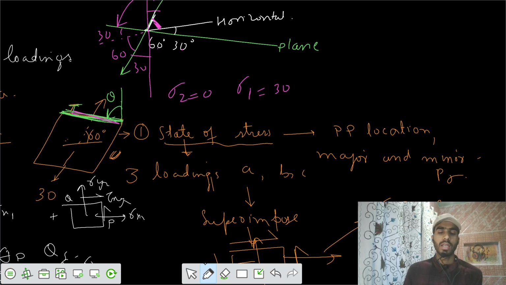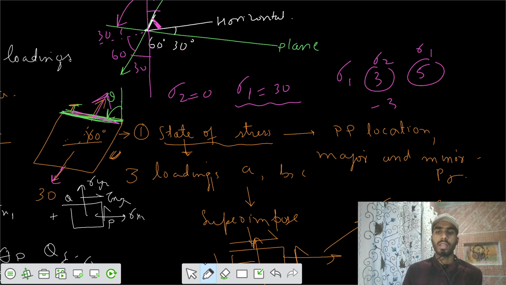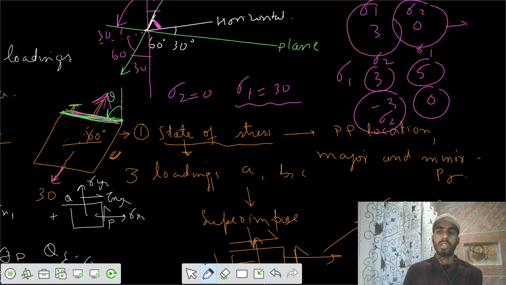And from this diagram, you have sigma 2 equals 0 and sigma 1 equals 30. That means the major principal stress is tensile. Tensile we take as major. If we have two stress values, 3 and 5, sigma 1 is 5 and sigma 2 is 3. If the values are -3 and 0, sigma 2 is -3 and sigma 1 is 0. Similarly, if you have 3 and 0, sigma 1 is 3 and sigma 2 is 0. So we take tensile as positive, and major is according to the tensile value. So sigma 2 equals 0 and sigma 1 equals 30.